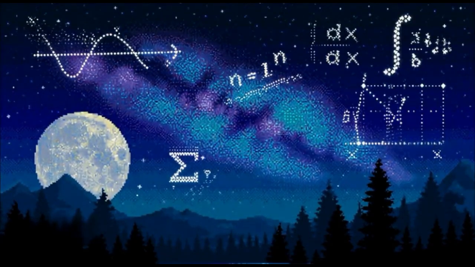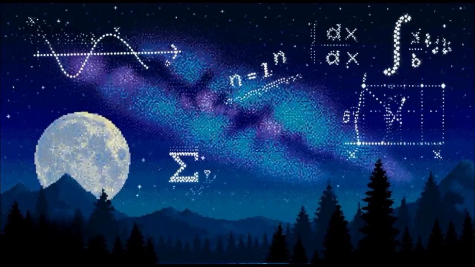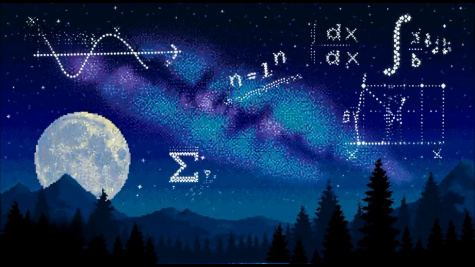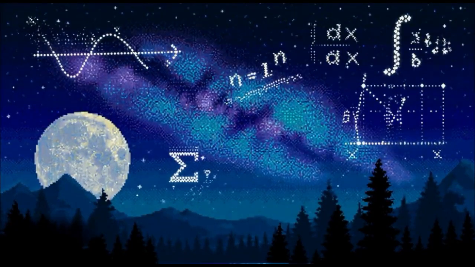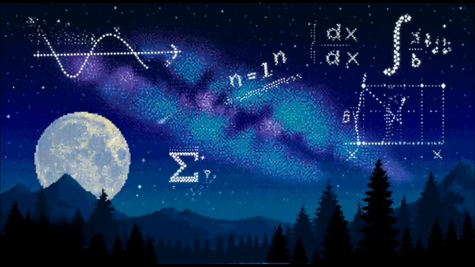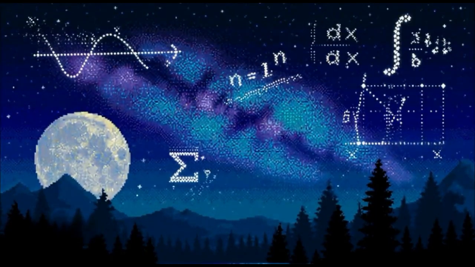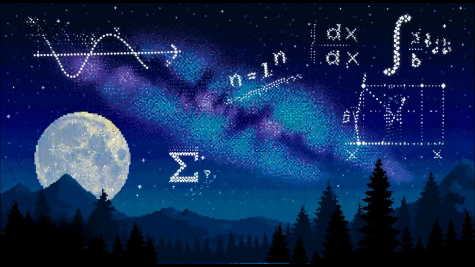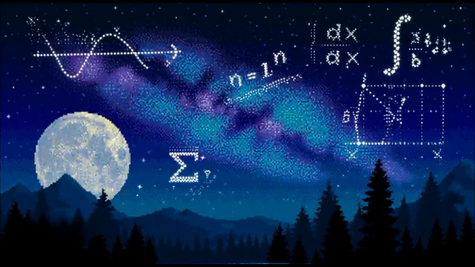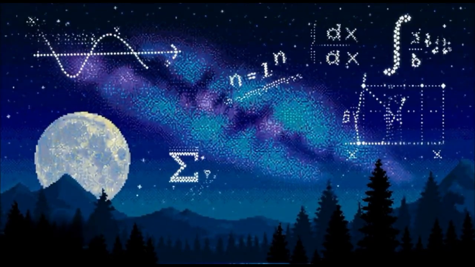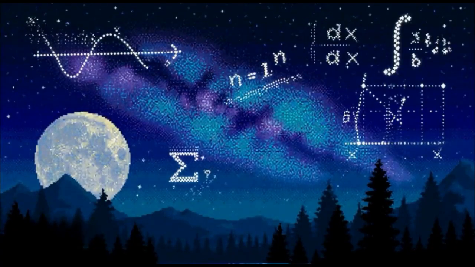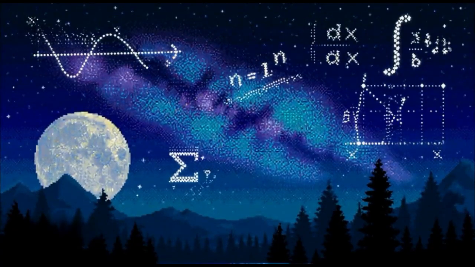Using L'Hopital's rule, we take the derivative of the numerator and denominator separately, giving us the limit as x approaches 0 of cosine x over 1, which equals 1. This confirms a result we mentioned earlier. Another example, the limit as x approaches infinity of x over e to the x. This gives infinity over infinity. Applying L'Hopital's rule, we get the limit as x approaches infinity of 1 over e to the x, which equals 0. So exponential growth dominates polynomial growth.